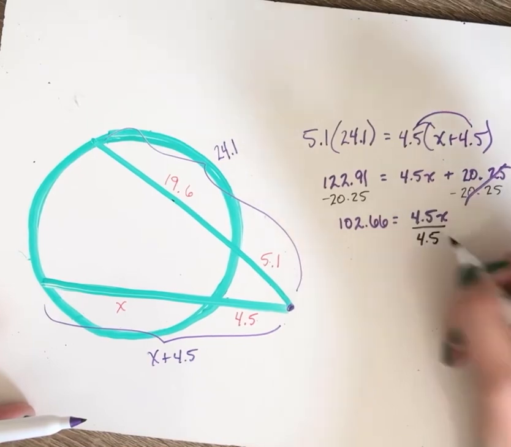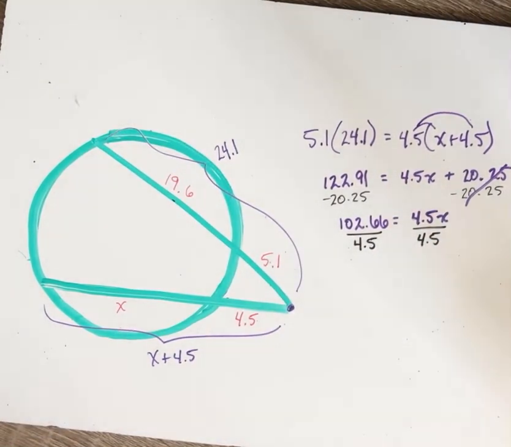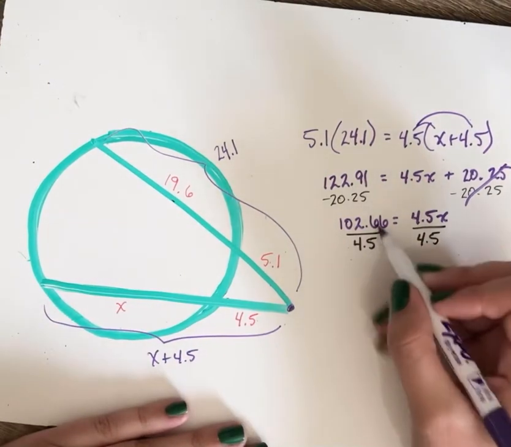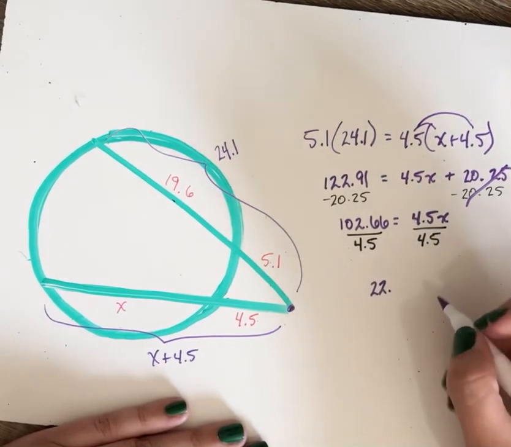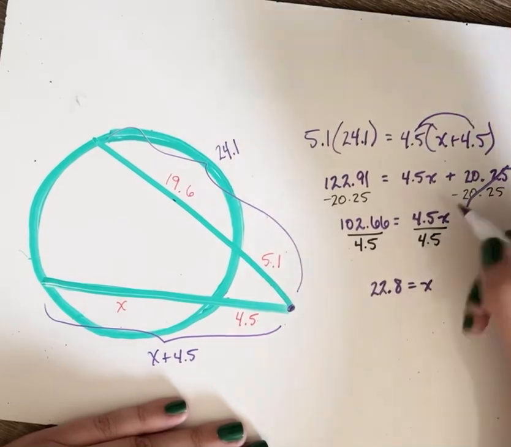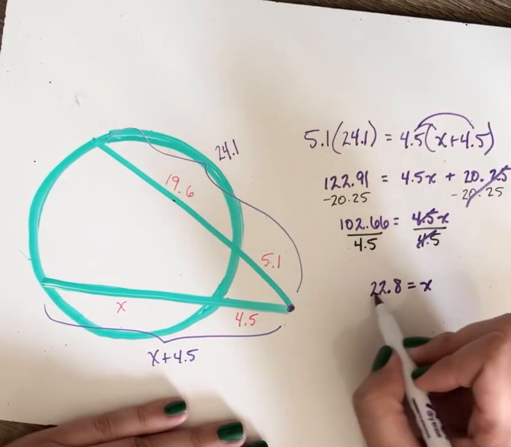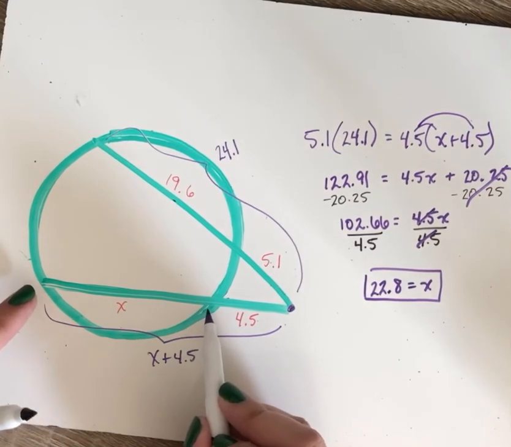Next, I need to divide both sides by 4.5. When I do that, and let's round to the nearest tenth here, when I do this division, I get 22.81333, so to the nearest tenth, that would be 22.8, and of course the 4.5s cancel out. So that means this length x should be 22.8.